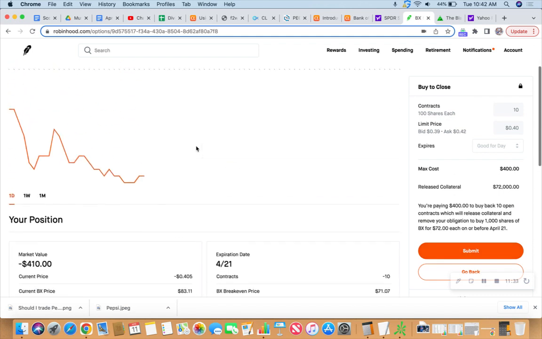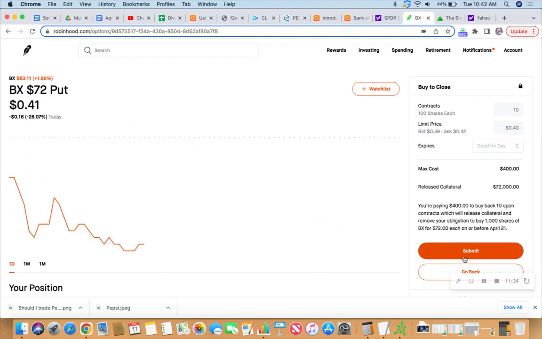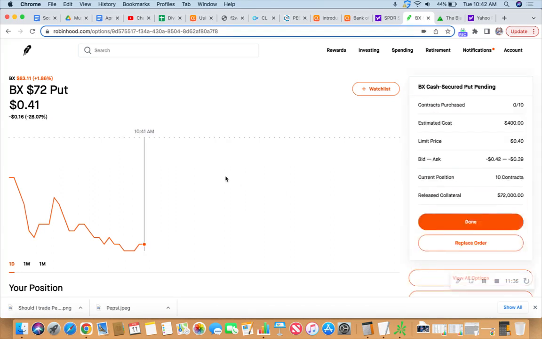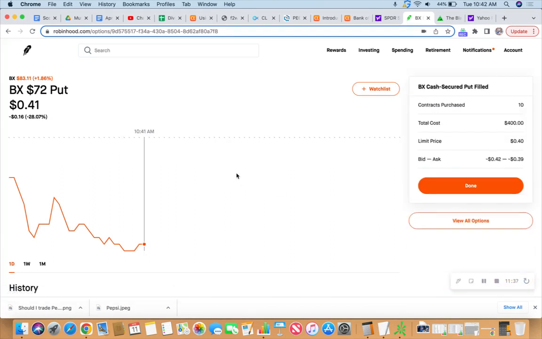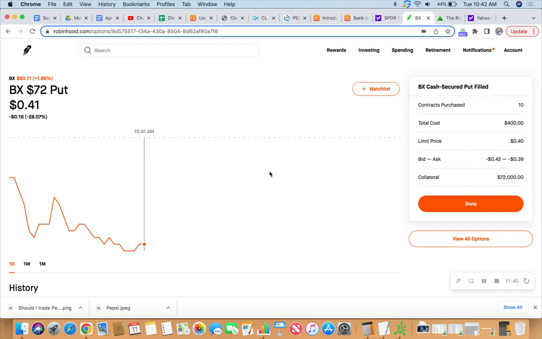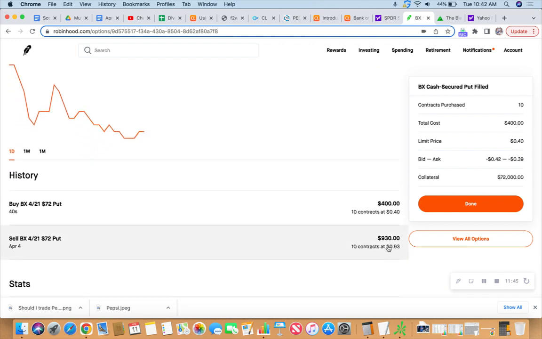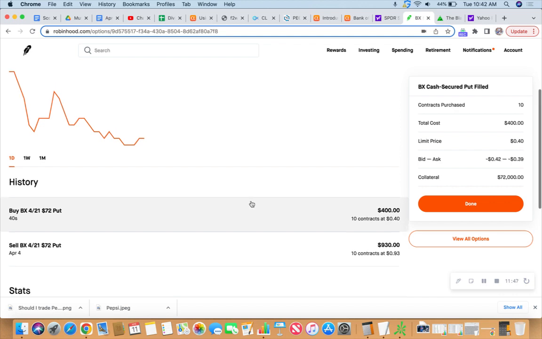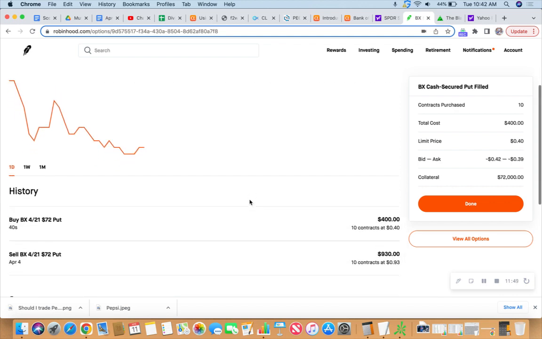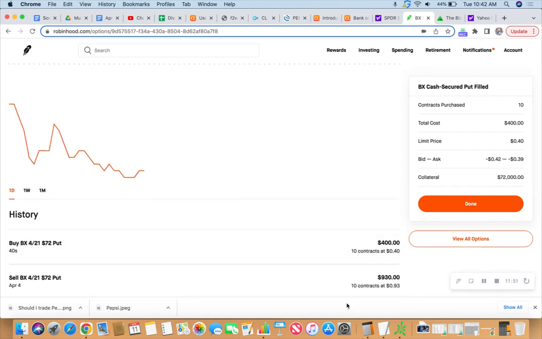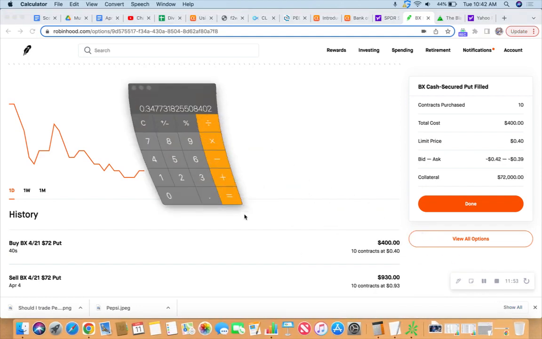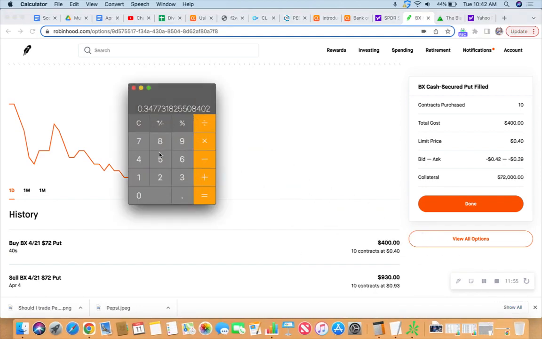Okay, so that would be 400. We collected 930. We'll do the math. 510. Okay, they're all filled. There it goes. $72,000 back in the hopper for us, plus we got the difference in the two. So that's $530 that we collected in 7 days. That's our net profit.